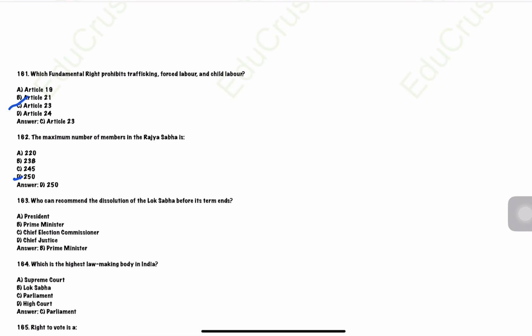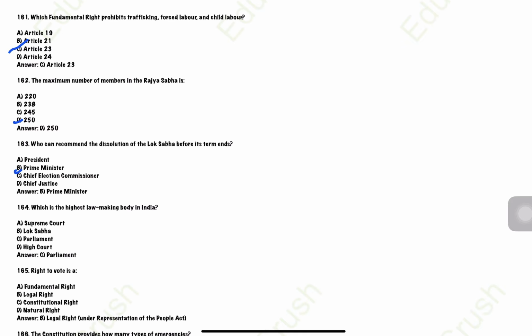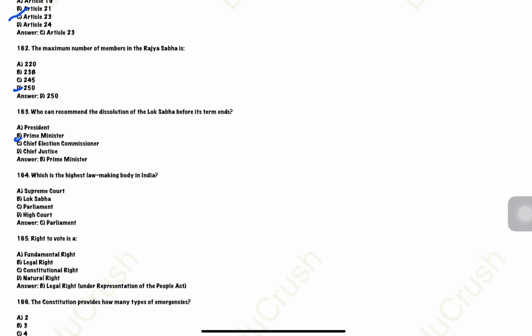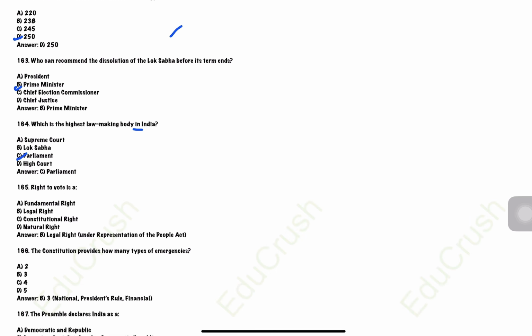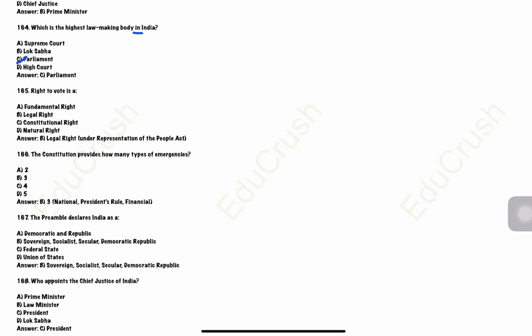Who can recommend the dissolution of Lok Sabha before its term ends? So Prime Minister can recommend the dissolution of the Lok Sabha before its term ends. Which is the highest law-making body in India? So Parliament. Parliament is the highest law-making body in India. Right to vote is a legal right under Representation of the People Act. So option B is the correct answer. Legal right under Representation of the People Act.